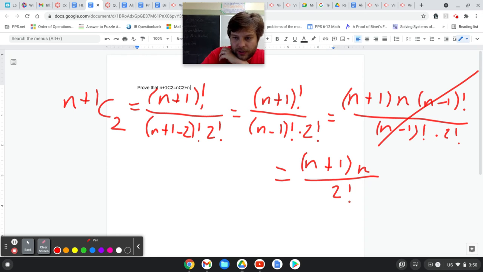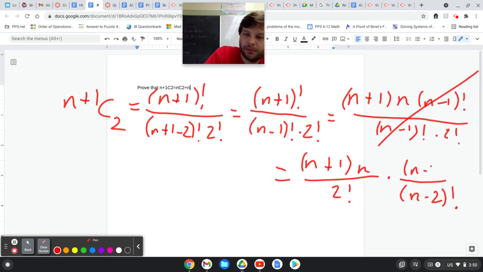So I need to introduce a new factor on the bottom. I want it to say n choose 2, and so I need to have an n minus 2 factorial. Well, if I multiply the bottom by something, I need to multiply the top by the same thing. N minus 2 factorial there. Okay, so then we're very close now to having an n choose 2. The only thing that's really missing from an n choose 2 is we need an n minus 1 right here.